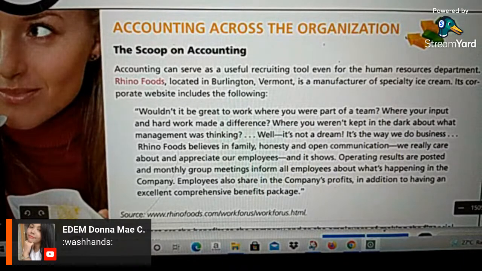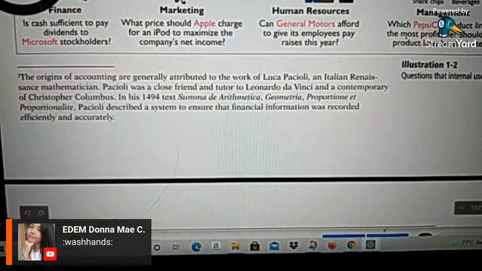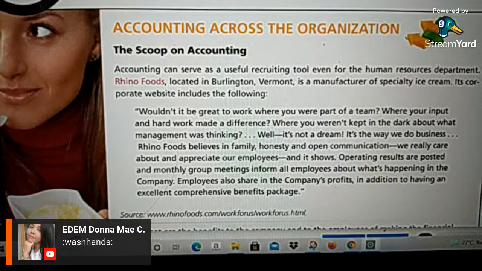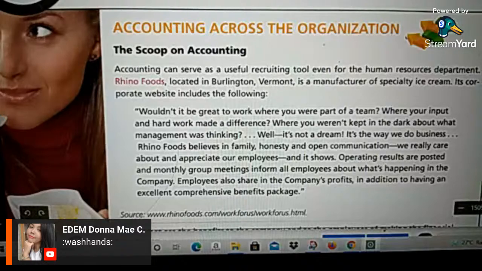Internal meaning that they are employees of the company. Finance people, marketing people, HR people, management people. So they are all employees of the company. That's why we call them internal users. Users of what? Users of this accounting information. What kind of accounting information? Managerial accounting information. How about our subject today? Financial accounting is a prerequisite of managerial accounting.